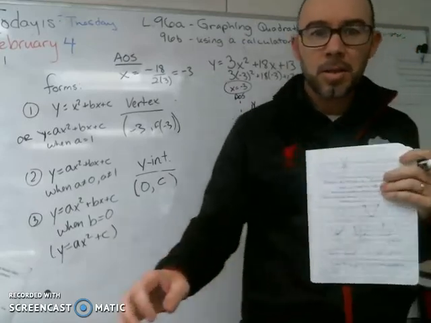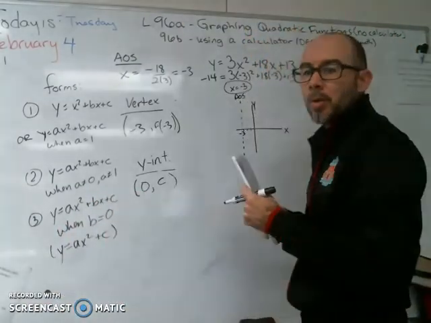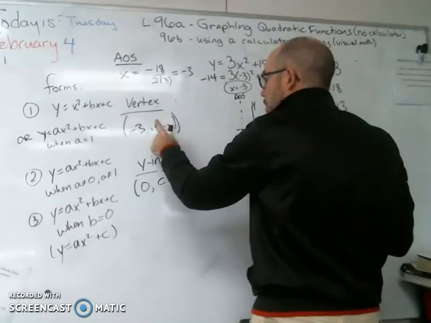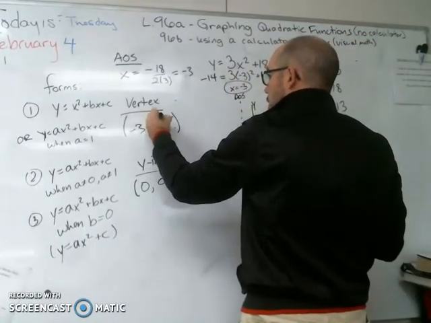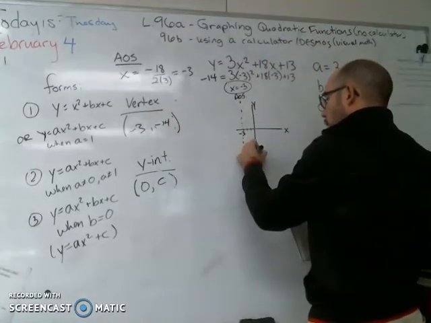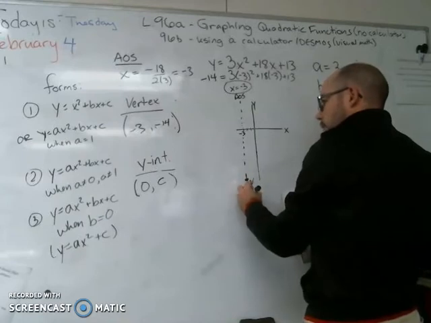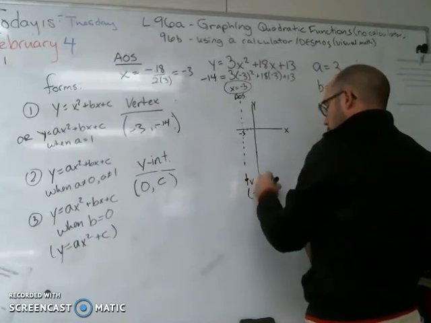I'm going to hit pause and do the math. Bam, did it while you weren't there. -14 is what I get when I evaluate that, so we're going to replace that with -14. That's way down here. I'm just going to approximate it. There's my vertex, -3, -14.